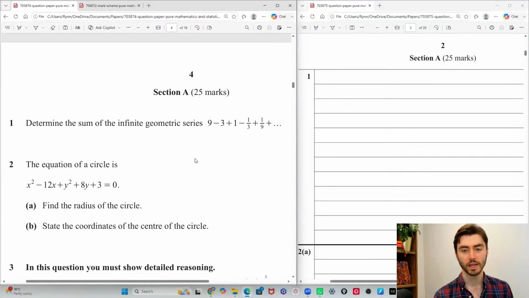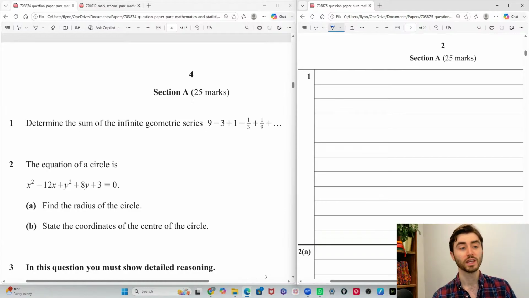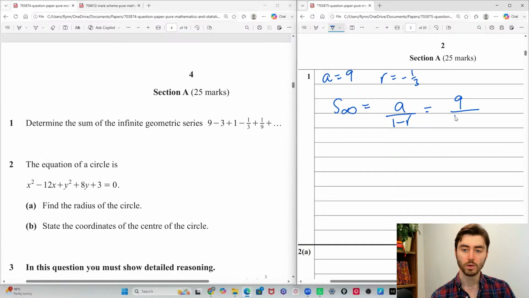Okay, so here, question 1. Section A, usually not too bad. Determine the sum of the infinite geometric series. Well, a is equal to 9, r is equal to -1/3. And so the sum to infinity, which is given by a over 1 minus r, would be 9 over 1 plus 1/3. So it's 9 over 4/3, which is 27 over 4.